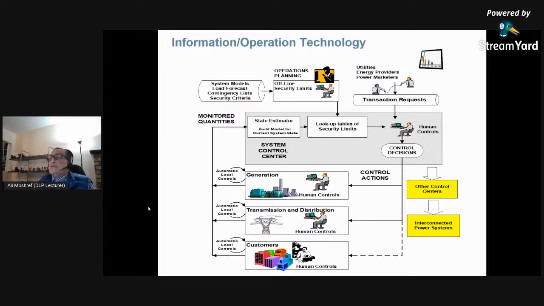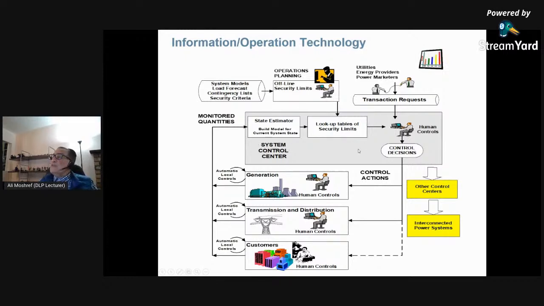This is a little bit of a crowded slide, but you will see the generation section here, and it says local automatic control. So we have control that looks locally at certain quantities and responds to them. We have the transmission system and distribution system, similar things. We have big industrial customers, and they are all being monitored and sent to a system control center.